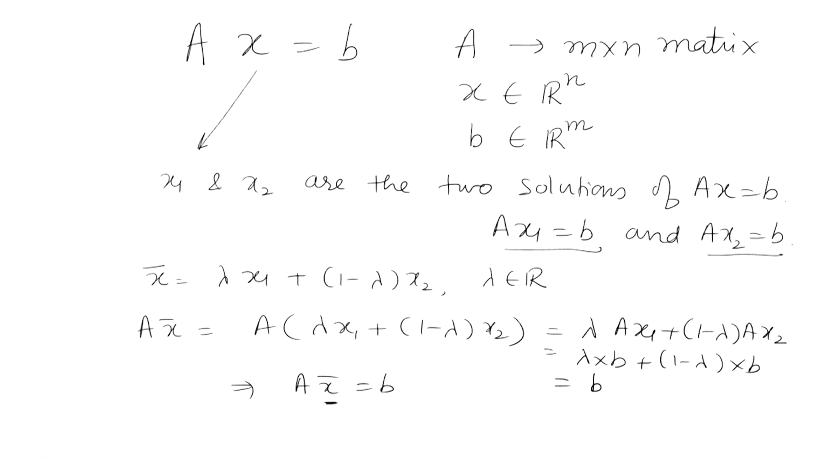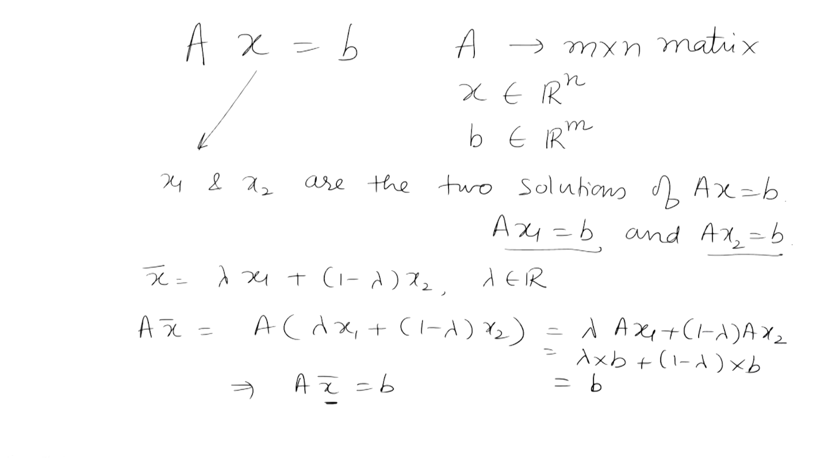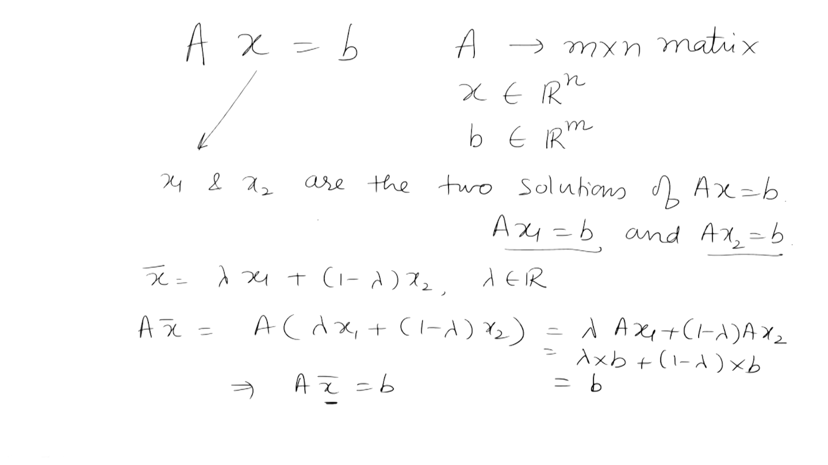That means x bar is also the solution of the system of linear equation Ax equal to b, and x bar is simply lambda x1 plus 1 minus lambda x2. So, you vary lambda in R, you will get so many x bar satisfying this equation. So, this equation will be having infinitely many solutions. Okay. So, this system can never have finitely many solutions or more than one solutions. If it has two solutions, then this means it is having infinitely many solutions.